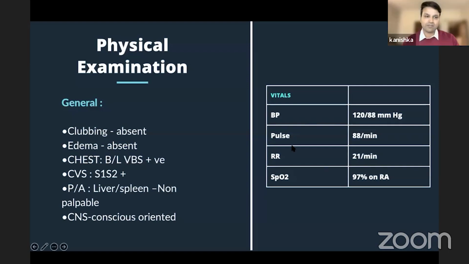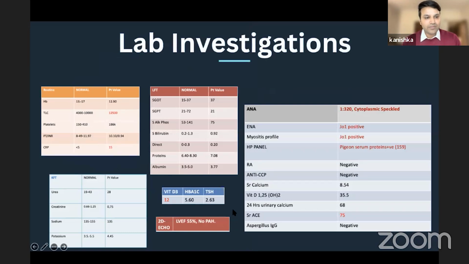General examination was normal, blood pressure normal, pulse 88 per minute, respiratory rate 21, saturation 97% on room air. These were the lab investigations which we obtained. TLC was 12,500, CRP was slightly high at 15, not very high. LFT is normal, KFT is normal, vitamin D3 12. Echo was suggestive of 55% ejection fraction, no pulmonary artery hypertension.